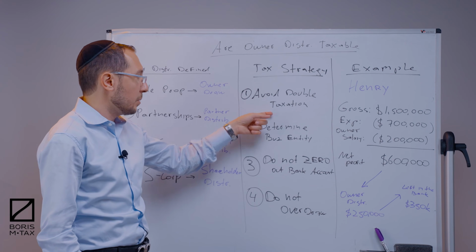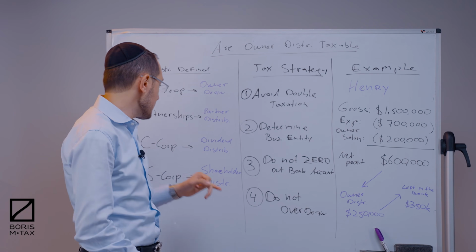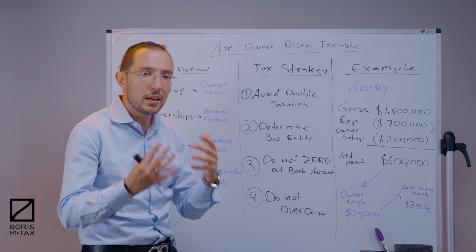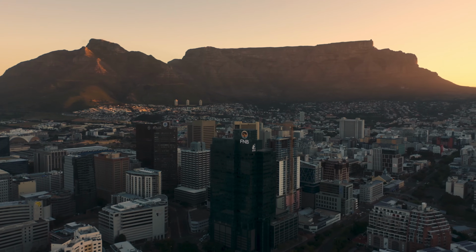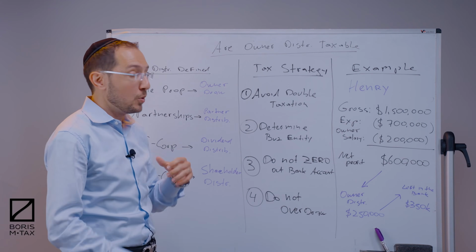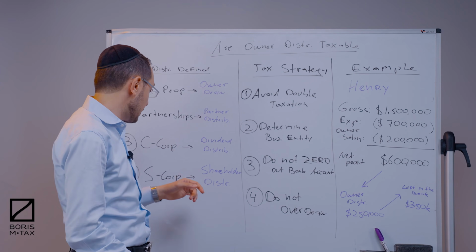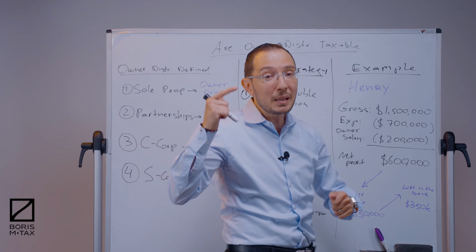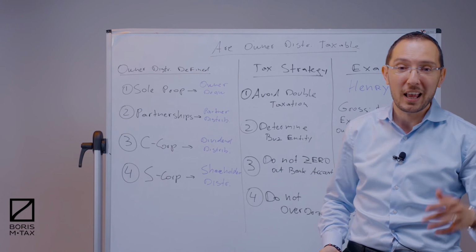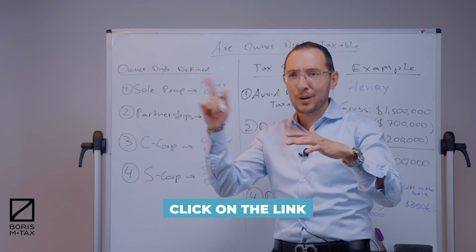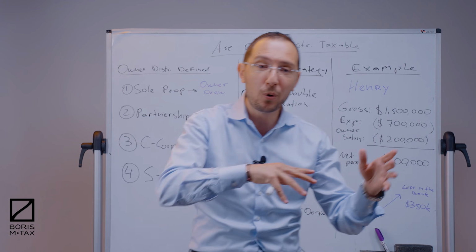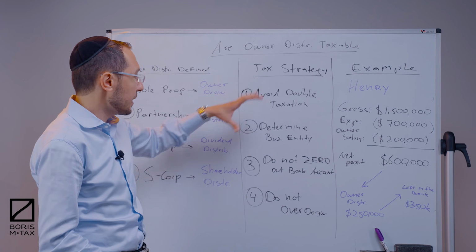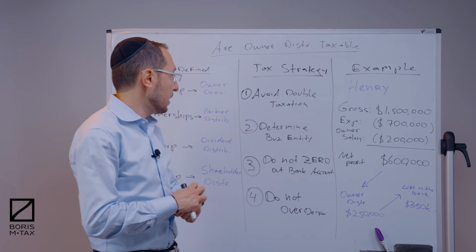So avoid double taxation. Most small businesses do not need to be a C corporation. C corporation was designed for businesses that have more than 100 shareholders. You are a small business owner, so you most likely want to be an S corporation. But even with an S corporation, you may end up paying taxes on your distribution. And there's going to be a link on the video right now, somewhere popping up, on how to avoid those taxes on S corporation. We're not going to cover it in this video in detail, but there may be situations like that.